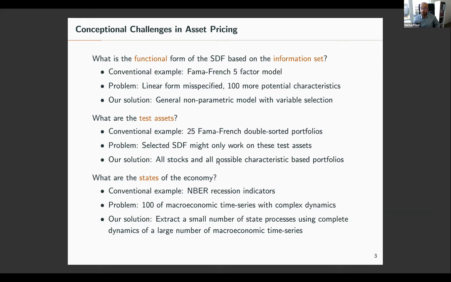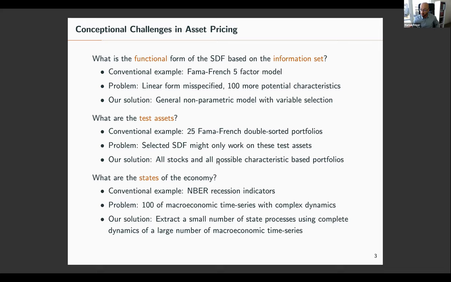Number one is, what is the SDF and how does it depend on my information set? So very popular models are linear factor models. Very well known is the Fama-French five-factor model. This assumes that the SDF is a linear function of five factors. And for the Fama-French five-factor model, the SDF depends only on size, book-to-market, investment, and profitability characteristic information. Now, the linear form is likely misspecified, and there are hundreds of potential characteristics to predict returns.